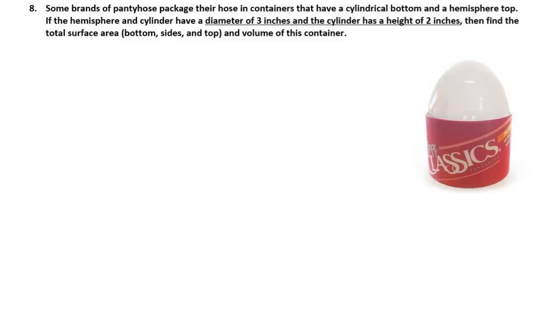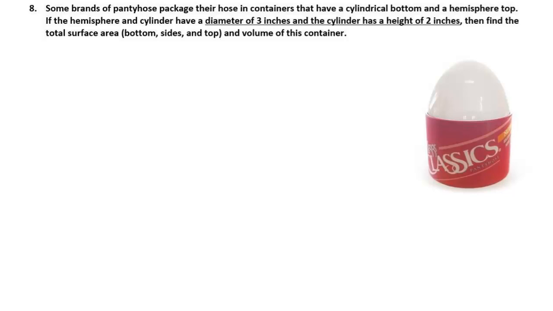Some brands of pantyhose package their hose in containers that have a cylindrical bottom and a hemisphere top. If the hemisphere and cylinder have a diameter of 3 inches and the cylinder has a height of 2 inches, then find the total surface area, bottom, sides, and top, and the volume of this container.